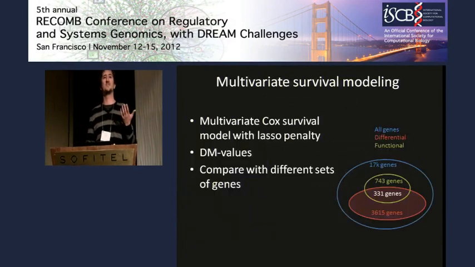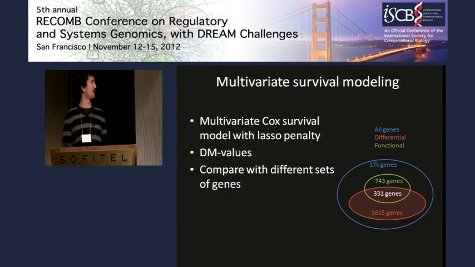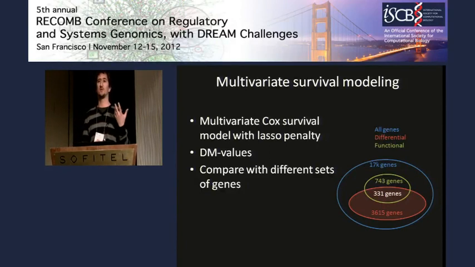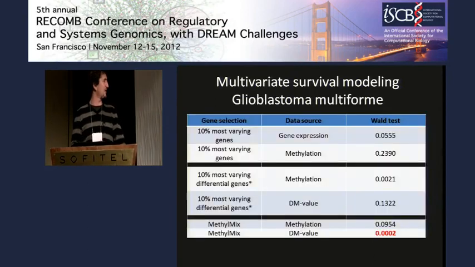Next, using these DM values, we also built multivariate survival models by using a Cox survival model with a lasso penalty. And we built these models using different sets of genes to start from. So we used all genes, at both the methylation or the expression level. We used only differential genes, only functional genes, or the MethylMix genes. And what we found was that when we used the MethylMix genes based on their DM value, we had the best prediction of survival.